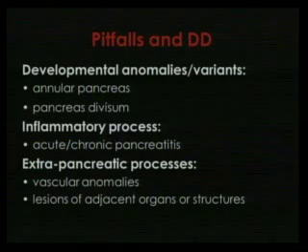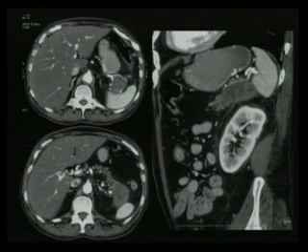Let's see some pitfalls and differential diagnosis. It can be developmental abnormalities like annular pancreas, pancreas divisum, inflammatory processes that sometimes may simulate tumors, and extrapancreatic processes like vascular anomalies or lesions that are adjacent to the pancreas simulating a pancreatic tumor.